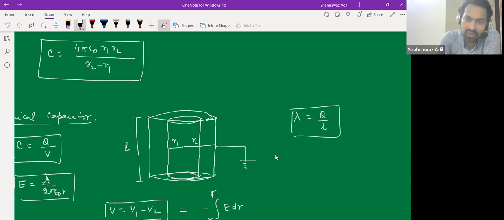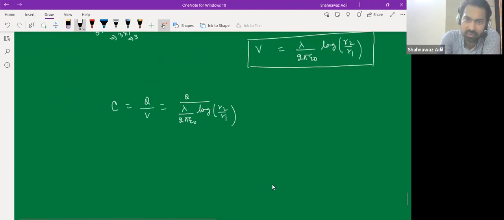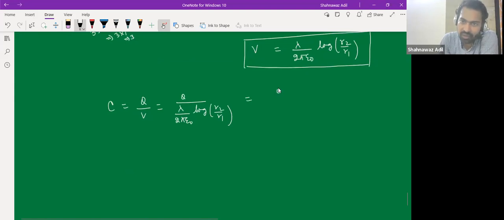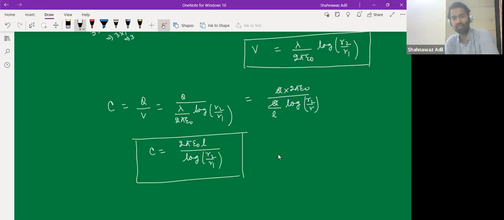So we'll put the value of Q by L. So this is Q and this is 2 pi epsilon naught and this is Q by L and then log of R2 by R. So this Q cancels and C is what? 2 pi epsilon naught L divided by log of R2 by R. So this is the capacitance of a cylindrical capacitor.